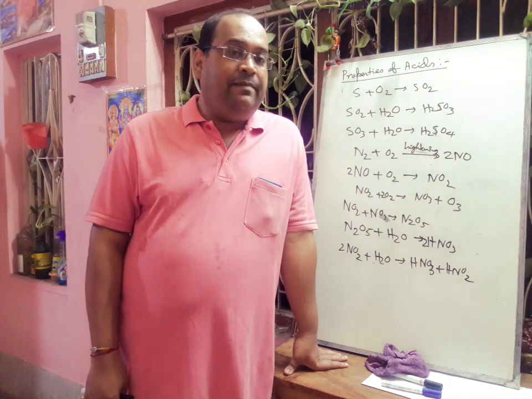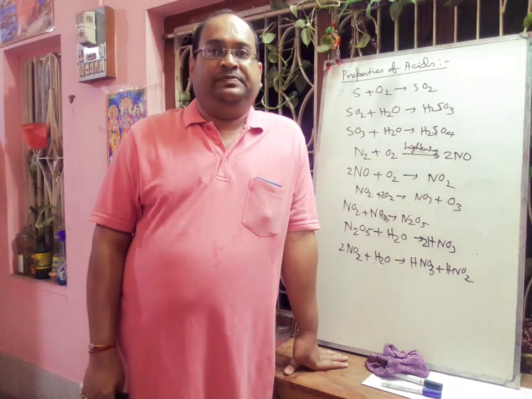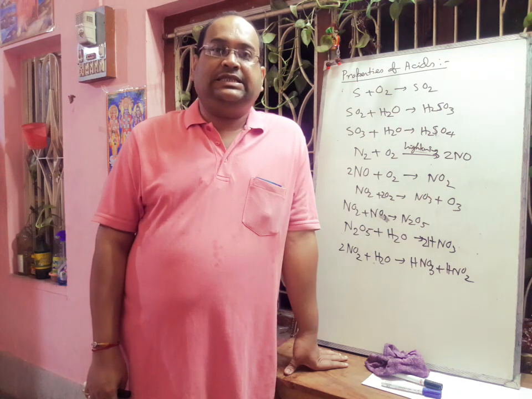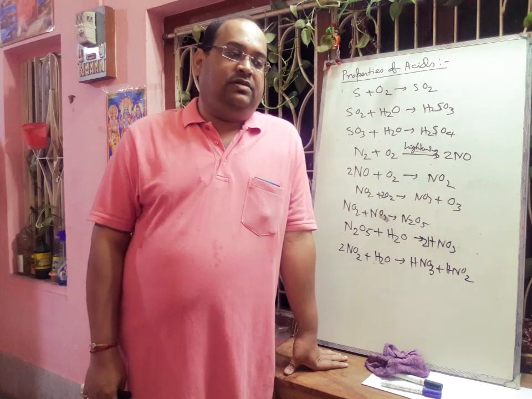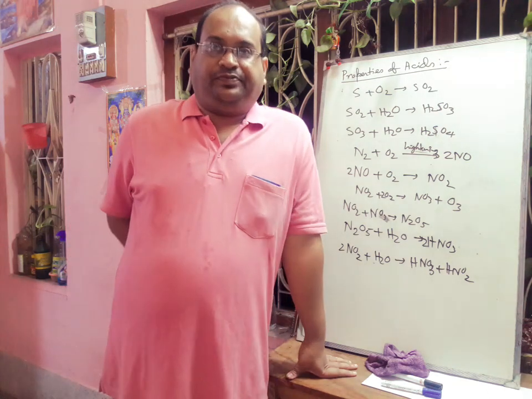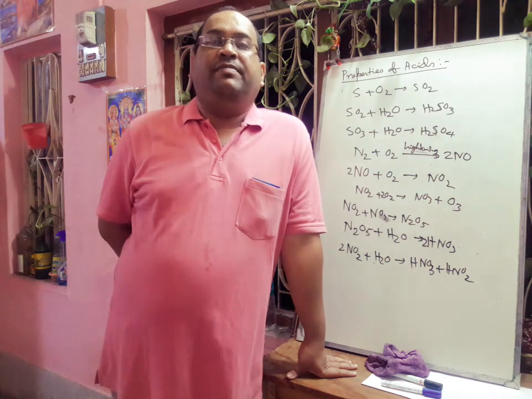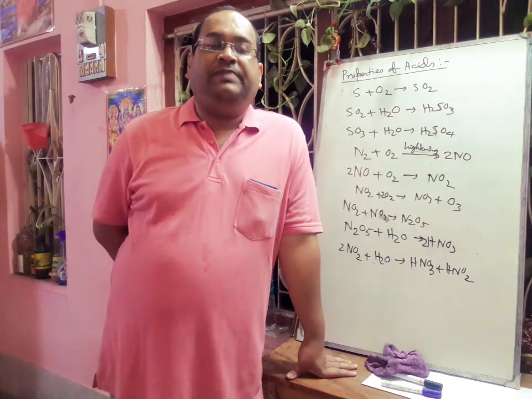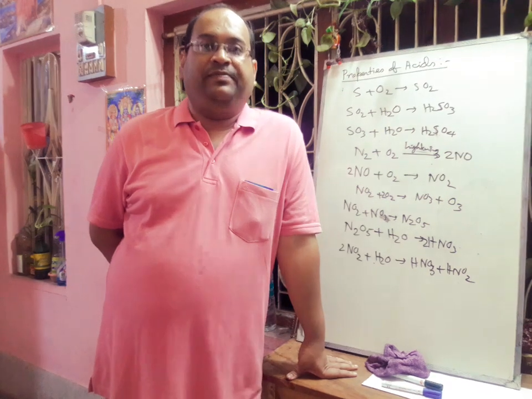Now what is the bad effect or harmful effect of this acid rain? Acid rain increases the acidity of the soil and reduces the fertility of the soil. So the growth of the crops will be decreased. This acid rain destroys marine life due to change of the pH of water. Actually pH will decrease. pH I will discuss later.